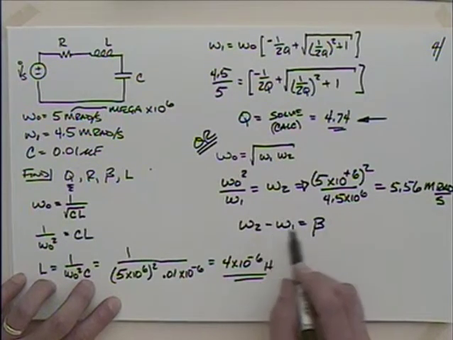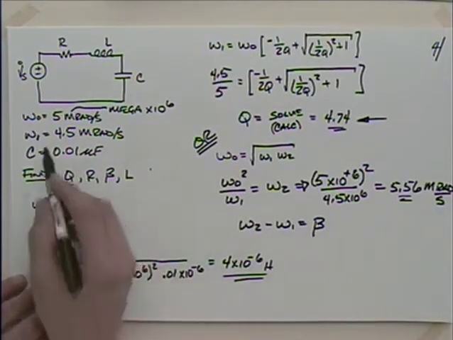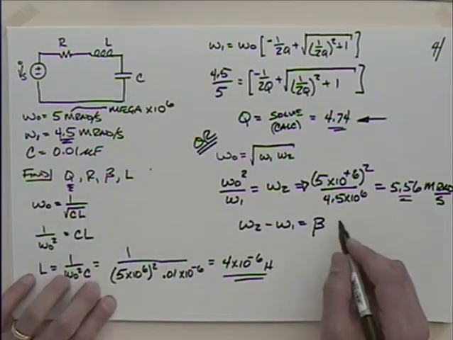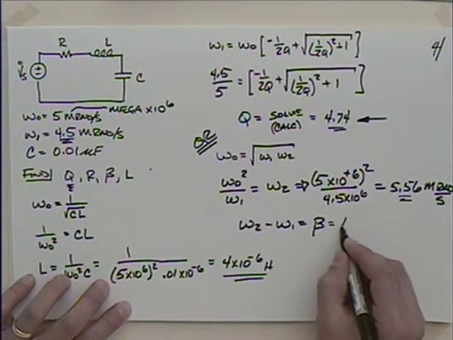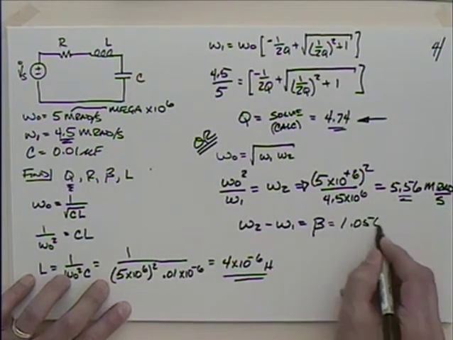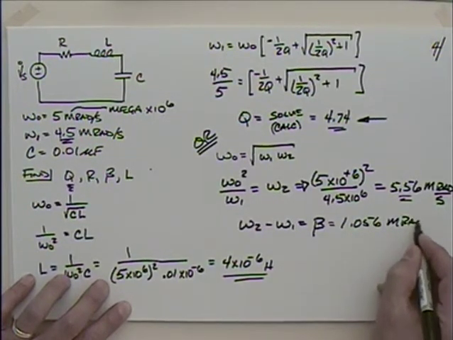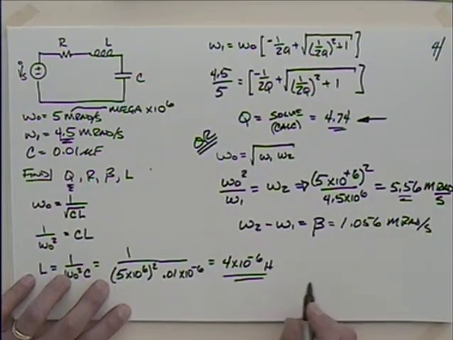So if I take omega 2, we have omega 2. Where's omega 1? That was given. So that turns out to be about 1.056 megaradians per second. Well, what good is that?